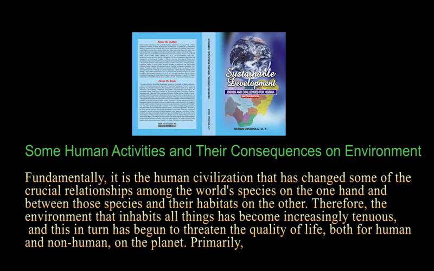Some human activities and their consequences on the environment. Fundamentally, it is human civilization that has changed some of the crucial relationships among the world's species on the one hand, and between those species and their habitats on the other. Therefore, the environment that inhabits all things has become increasingly tenuous, and this in turn has begun to threaten the quality of life, both for human and non-human, on the planet.